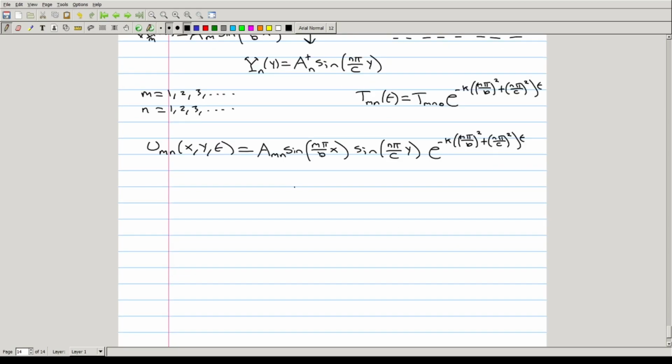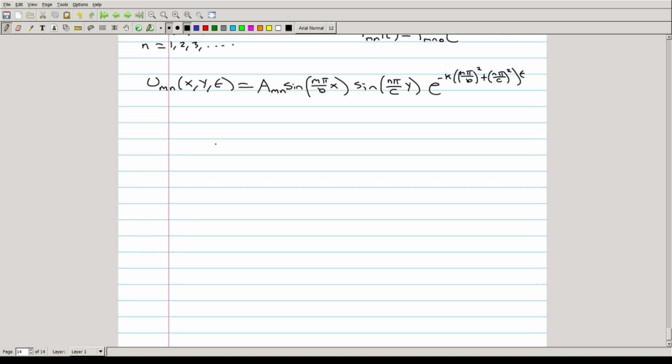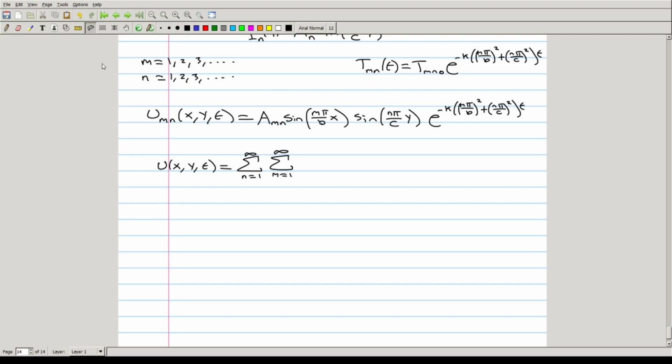And by the linearity of this PDE, the most general solution then is going to be the sum over all m and all n of this expression right here. Specifically, u of x, y, t is going to be a double summation for n from 1 to infinity, m from 1 to infinity of this expression right here.